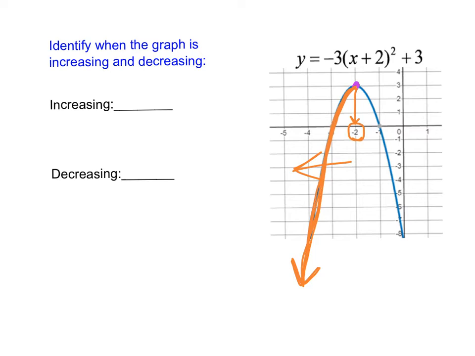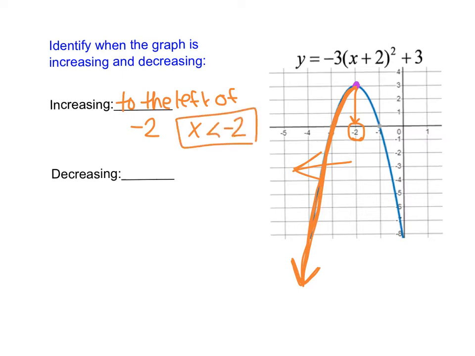So my increasing range, you can write this in a couple of ways, but if you just want to write to the left of -2, that is fine. You could also write where x is smaller than -2. That's the quicker way to reference that, because we're going to the left, or we're going smaller than -2.